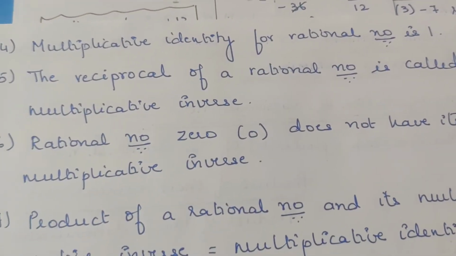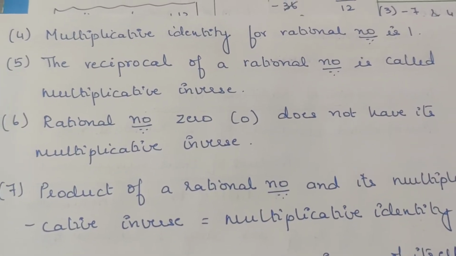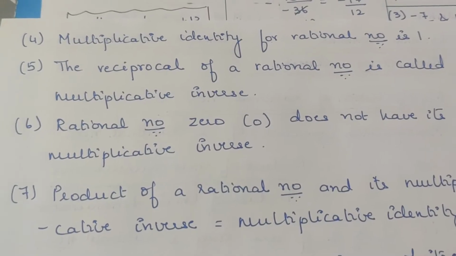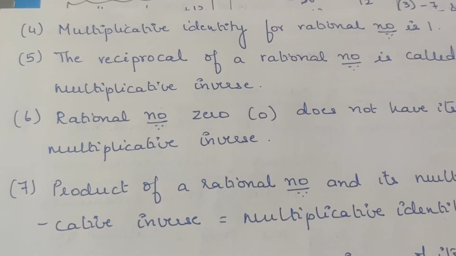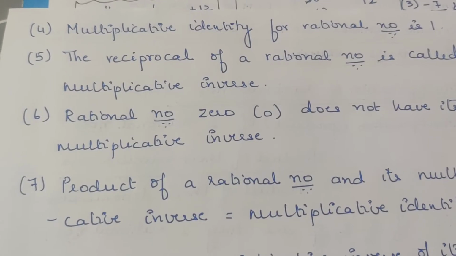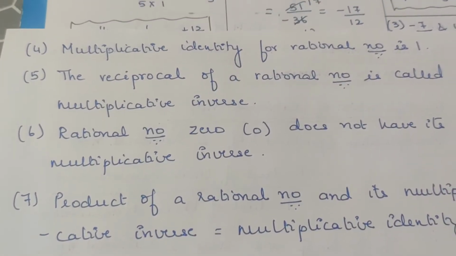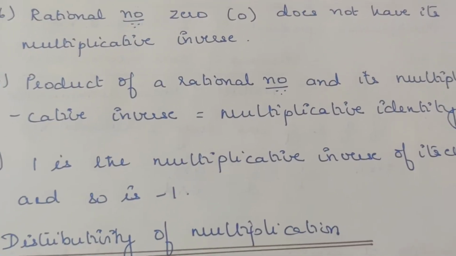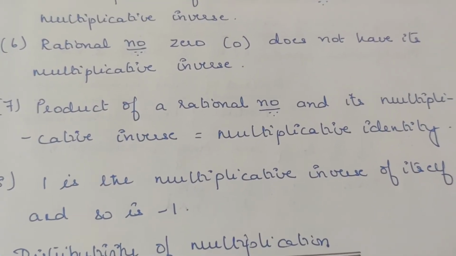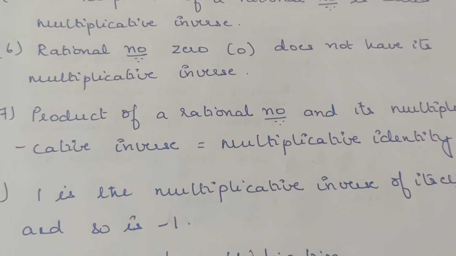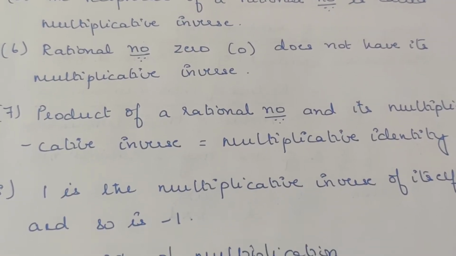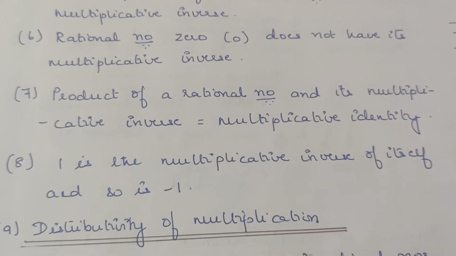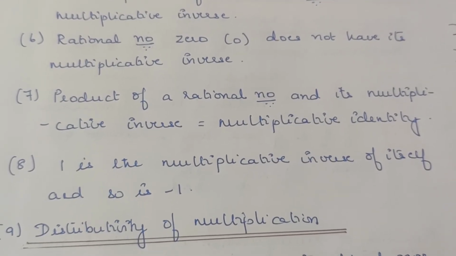Few points that you guys have to remember. Multiplicative identity of a rational number is 1. The reciprocal of a rational number is called the multiplicative inverse. These could be all your 1-mark questions. The rational number 0 does not have a multiplicative inverse. Product of a rational number and its multiplicative inverse is equal to the multiplicative identity. 1 is the multiplicative inverse of itself, and so is minus 1. I'm just pausing for a few seconds.